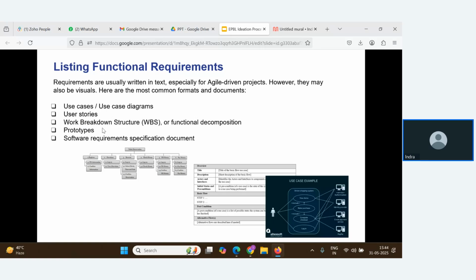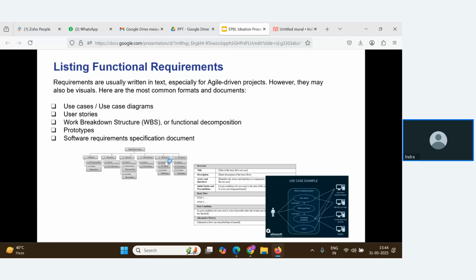Then we have work breakdown structures or functional decomposition. Basically, this breaks down your complex project into smaller, manageable tasks. On this slide, you can see a visual example of a ticket reservation system. This ticket reservation system is broken down into different categories like ticket reservation, seat reservation, etc., with further subtasks. Then you have prototype. As we discussed earlier also, these are the early versions which can help you to illustrate and define what the final product should be.